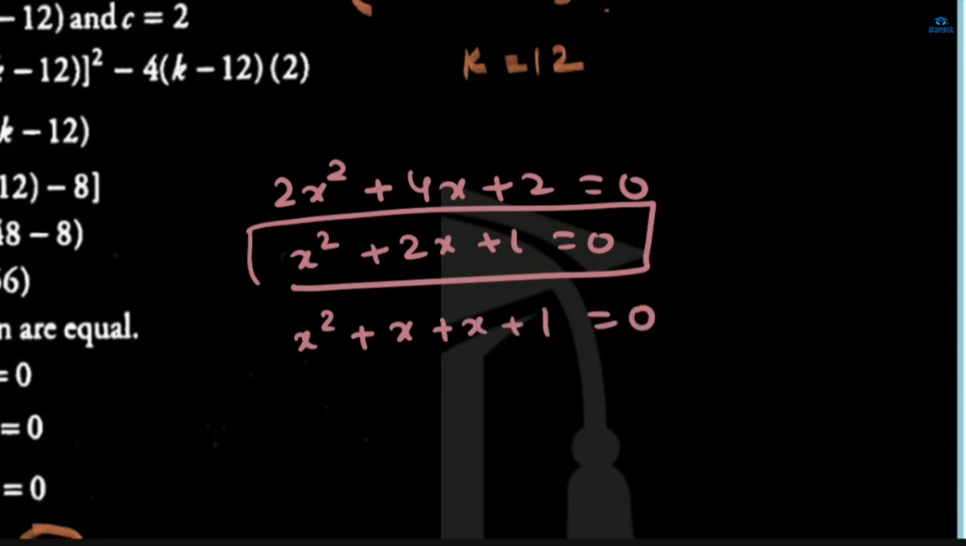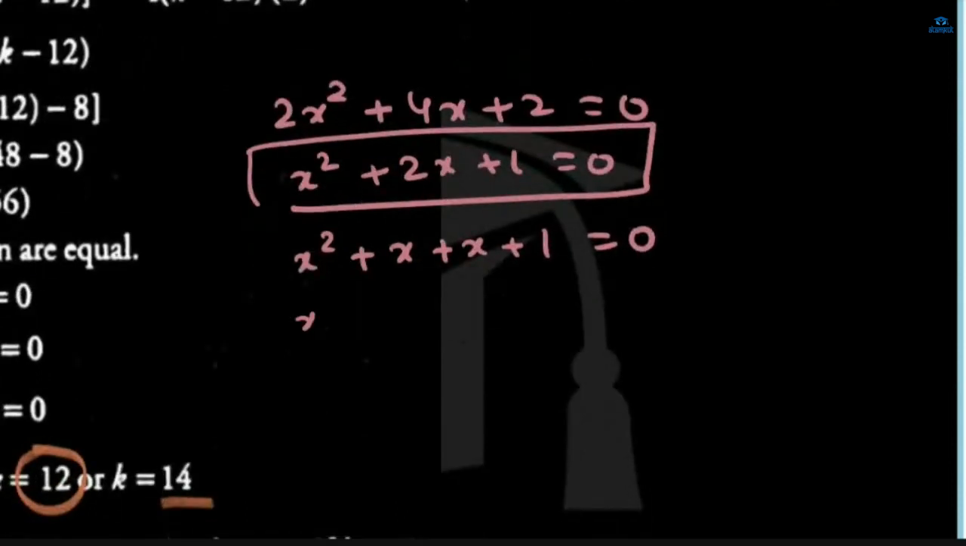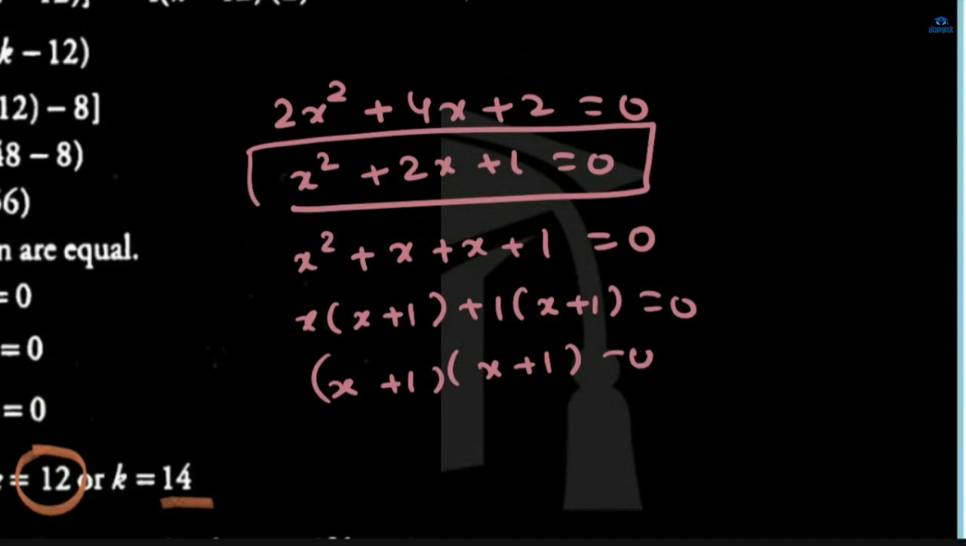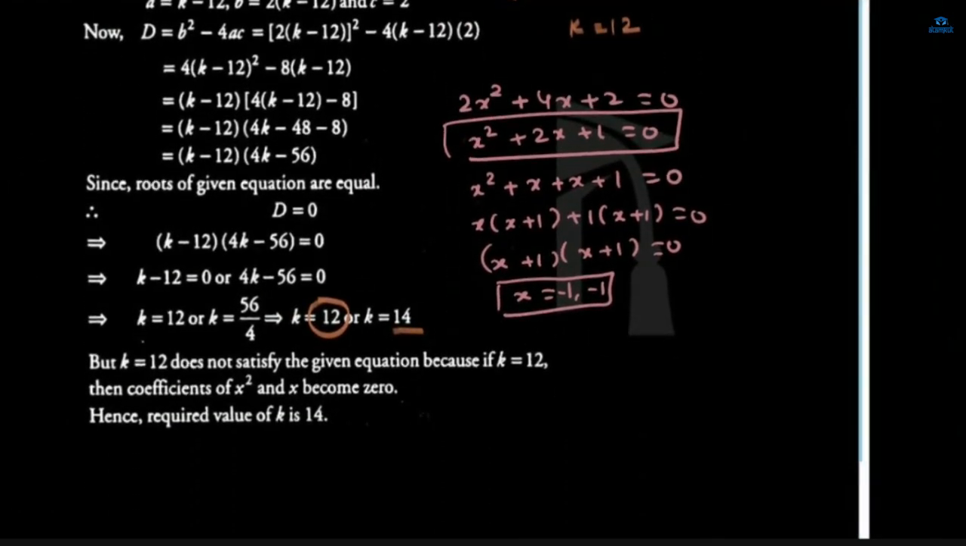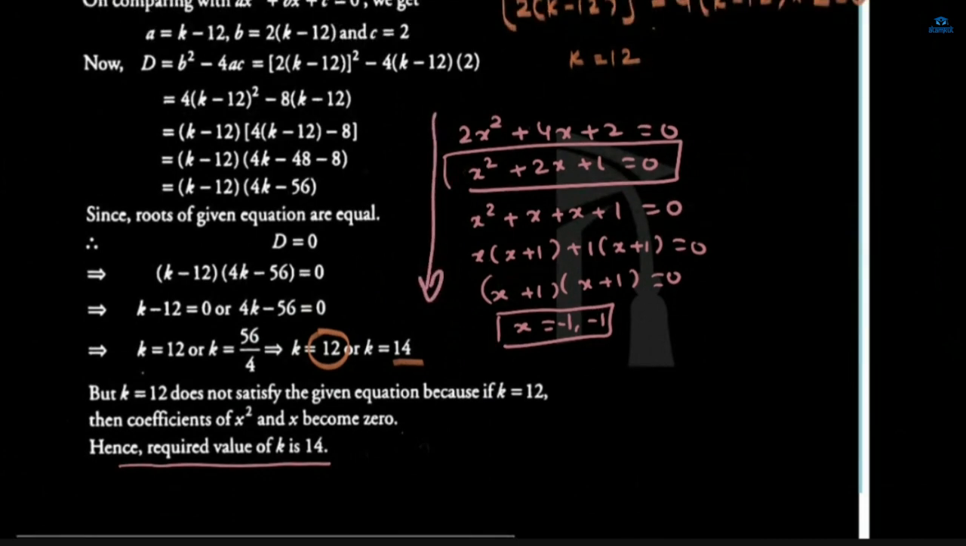1 into 1 is 1, 1 plus 1 is 2. So x plus 1 into x plus 1 equal to 0. x plus 1 equal to 0 and x plus 1 equal to 0. We'll find the two values of x, but both will be equal, which was given in the very starting in the question, that the roots will be equal. Yes, ma'am. So this is the whole. Up to this only it was asked in the question, but I solved the equation also.